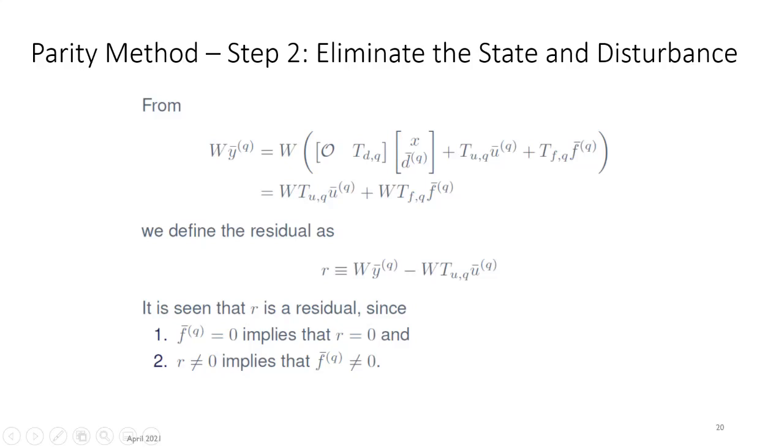I have a question. Okay. Why do we need the residual to include the W y bar term? Why can we just not have the residual be the W T times F?